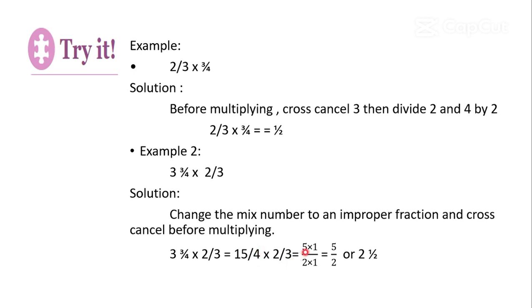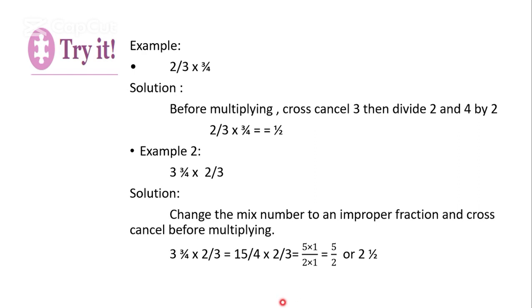So, since the next process is to multiply, 5 times 1, and then the bottom ones from earlier, 4 is 2 and 3 is 1. So, 5 times 1 is 5, and 2 times 1 is 2.